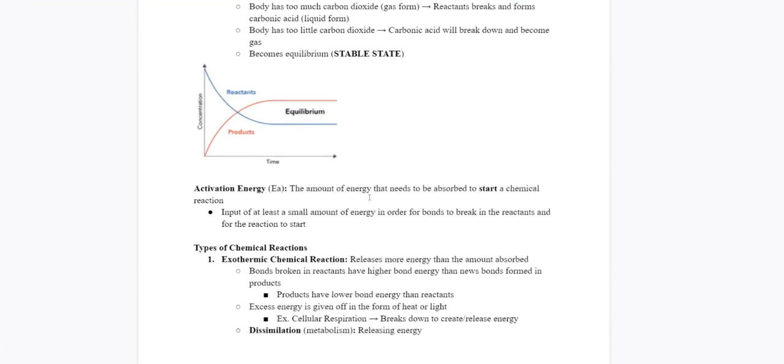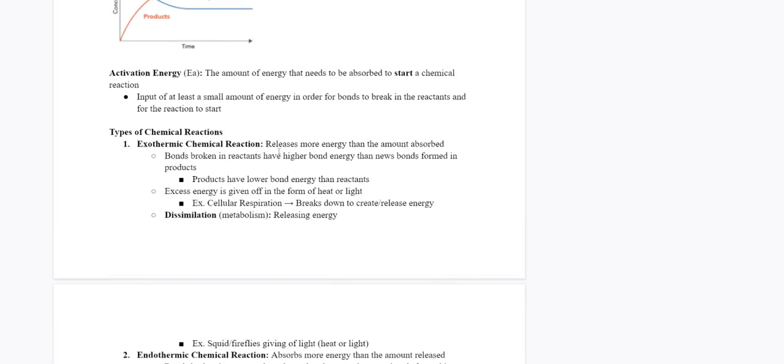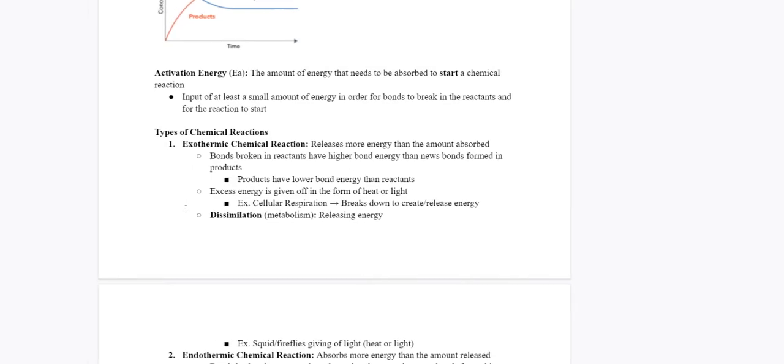So next is activation energy. Now activation energy is a minimum amount of energy that is needed in order for the chemical reaction to actually happen. So we need to fulfill this amount of energy in order for the chemical reaction to start. And that is what activation energy is. It is symbolized as EA.